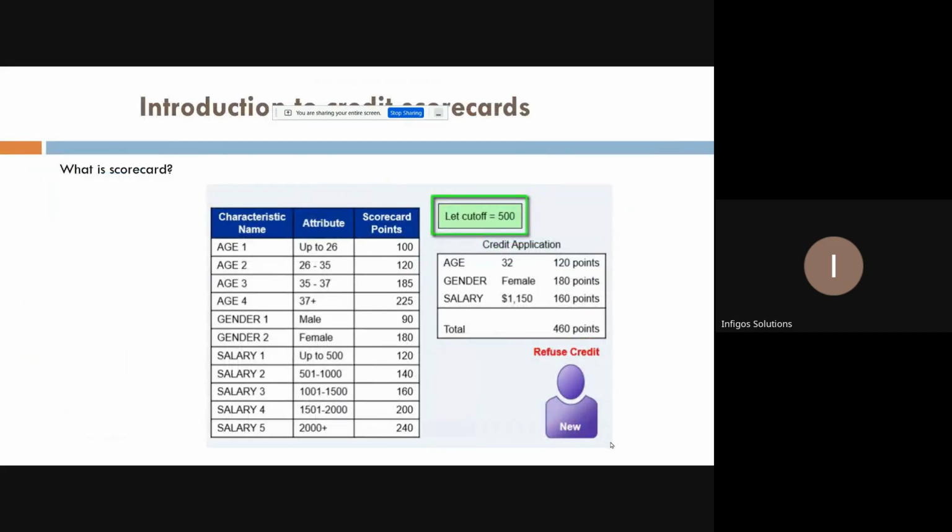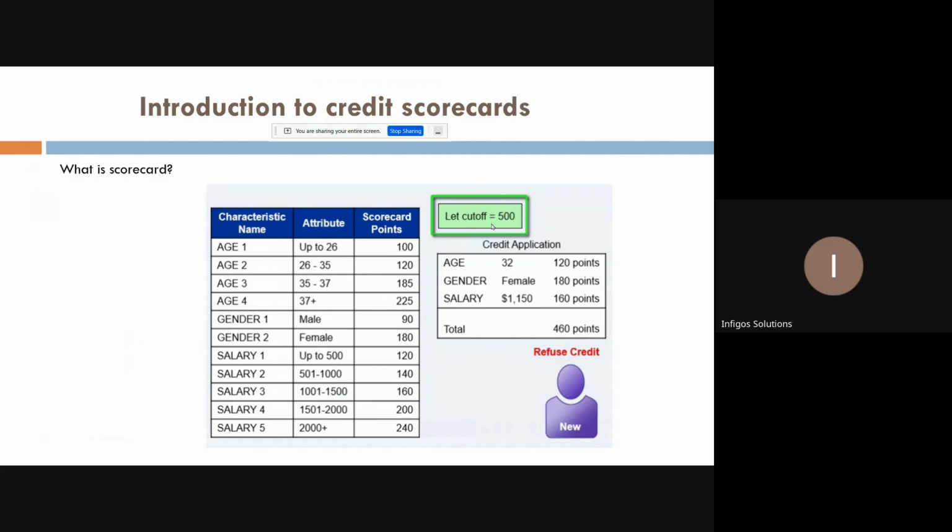So this is how a scorecard looks like in practice. We divide the age into different categories, and these categories are called attributes: up to 26, 26 to 35, 35 to 30. These are the scorecard points: 100, 120, 185, 225. Gender, what are the points for male, what are the points for female, and what is the point for this much salary, what is the point for this much salary. So this is how a scorecard will look like.